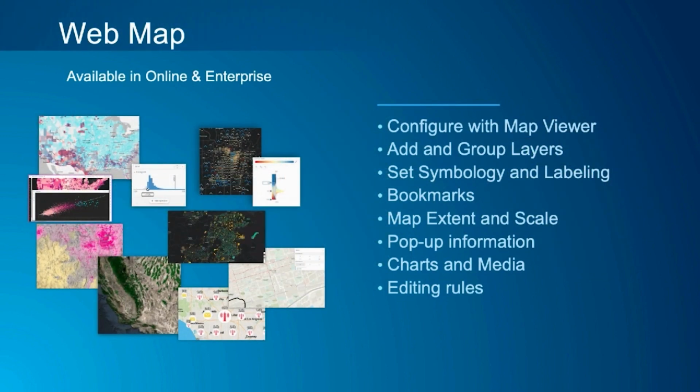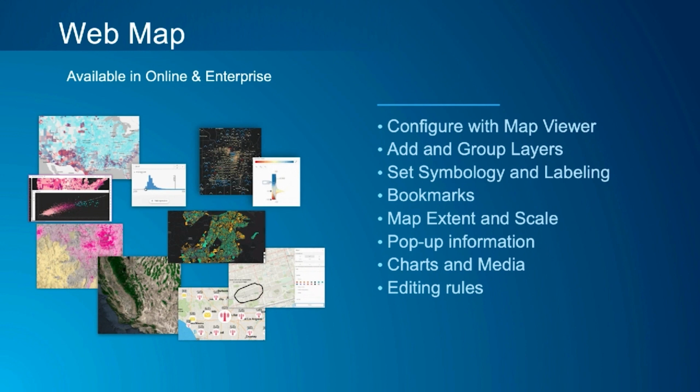So to create a web map, you can use the map viewer in ArcGIS Online or ArcGIS Enterprise. In that, you can add things like layers and group layers, set your symbology and labeling, add bookmarks, the map extent and scale, the pop-up information. So when someone clicks on an element, what's the information going to look like coming back? How to format that nicely.